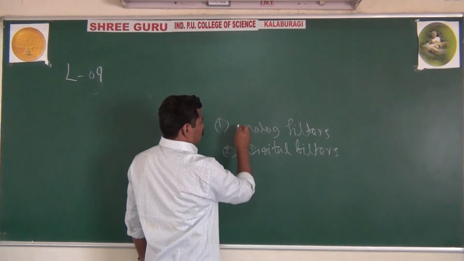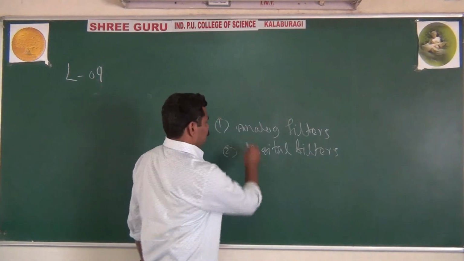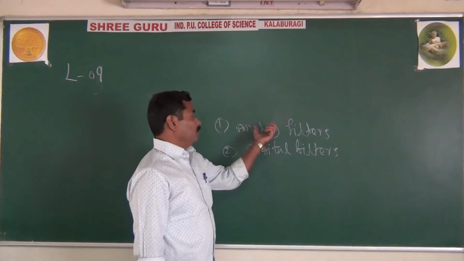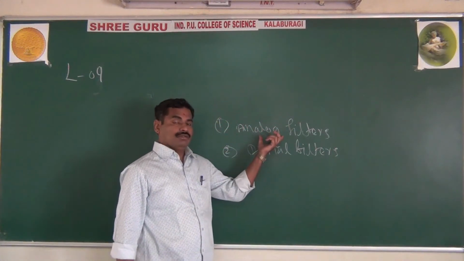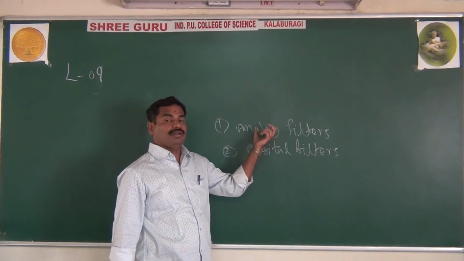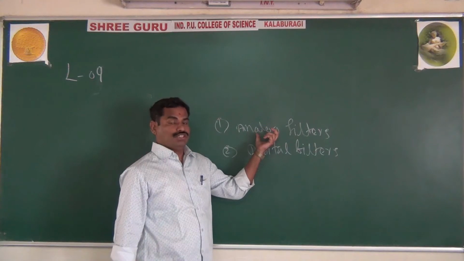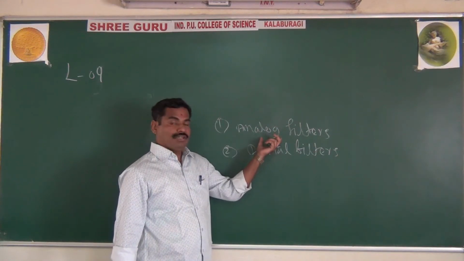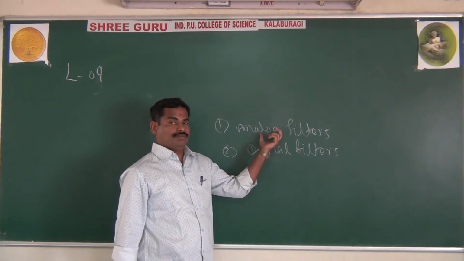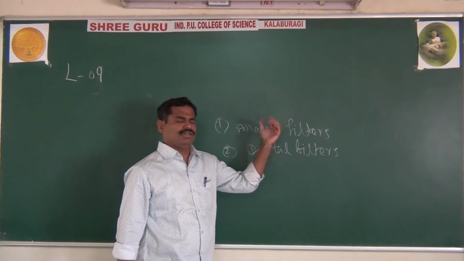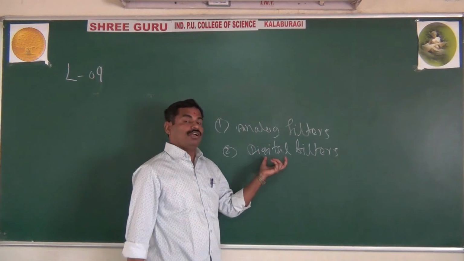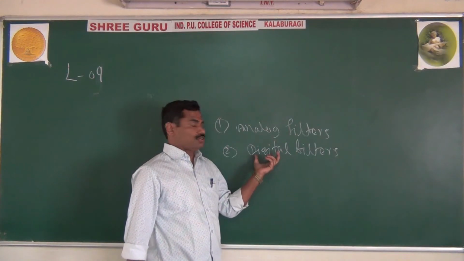We are having the analog and digital filter. Look here, depending upon the signals, the analog filter will allow some frequencies. The signals are analog in nature. The analog filter works for analog signals, or it will process the analog signals. But the digital filter will process, allow or stop the digital signals.